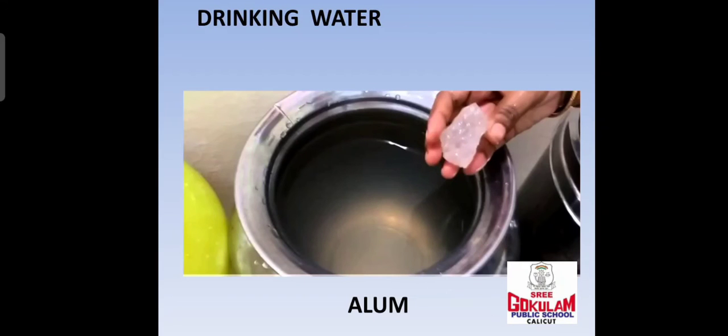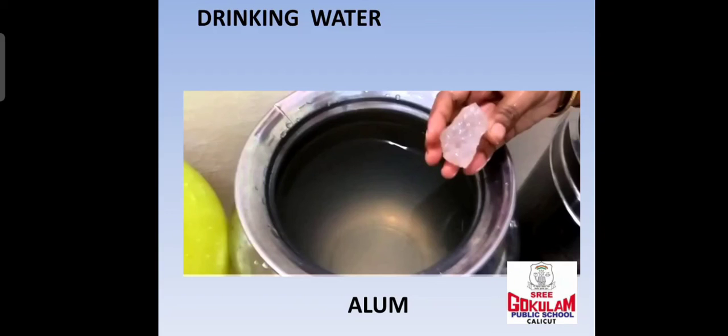Do you know, children, the drinking water normally contains some impurities along with some germs, and we can use a substance called alum to purify water. We can also use water purifiers, and we can also use some ultraviolet light to kill the germs from the water.